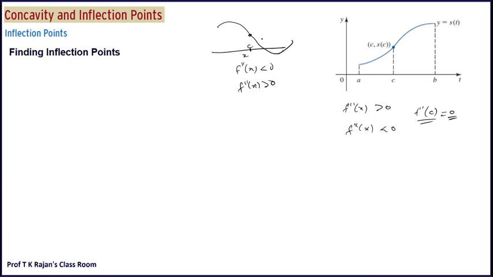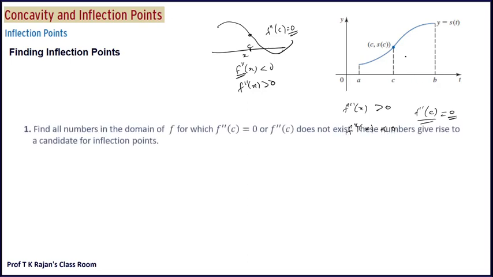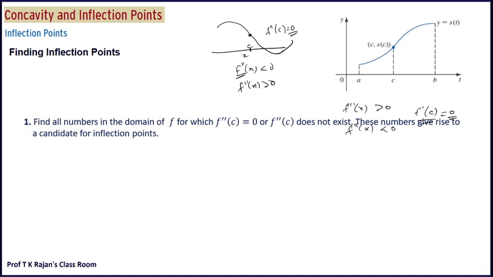And f double dash c is equal to 0 if the derivative exists. If the derivative f double dash exists, then f double dash c is equal to 0 at the point of inflection. And to the left of c and to the right of c, observe f double dash x, they are of opposite sign. So this is the condition required for an inflection point.